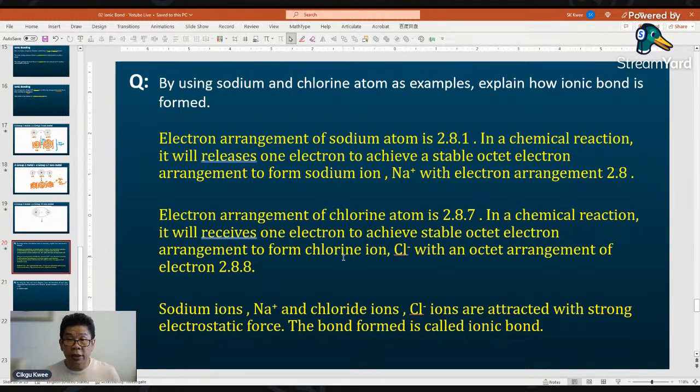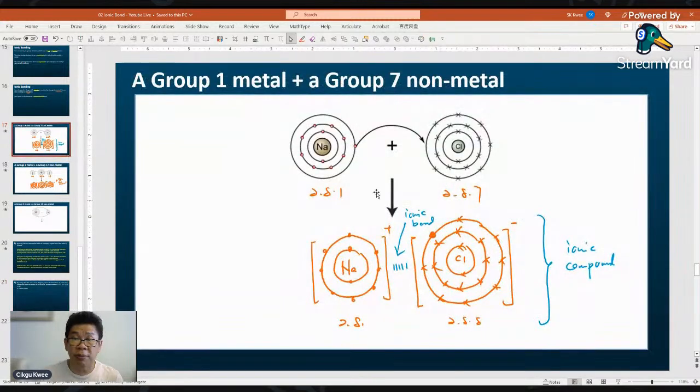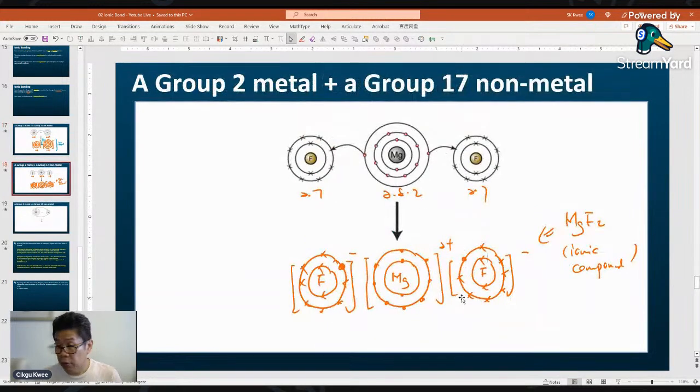This is a sample question that may come out in your test and exam. It is actually quite frequently asked, so you need to know the points to give when you see these questions. By using the dot and cross diagram, show the formation of each ionic compound. They want you to draw the diagram like this. We don't have time now, so I will skip these two.